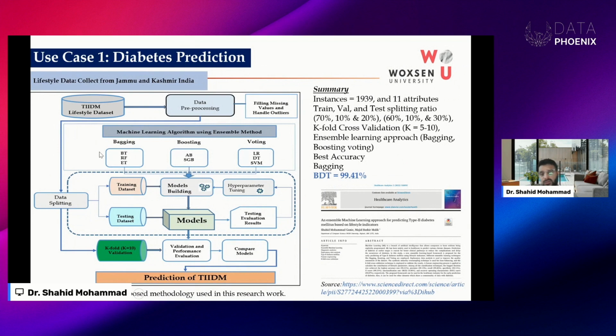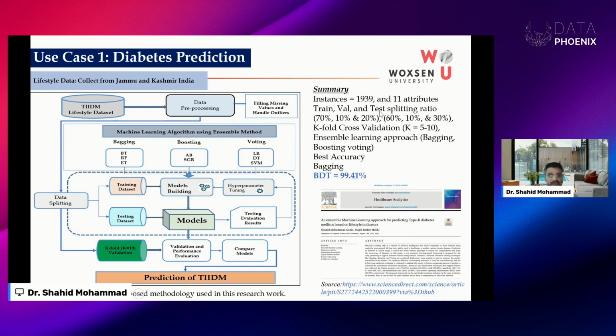Followed by that, we split our data first into training and testing, followed by validation as well, where we trained all these algorithms one by one, and then did some hyperparameter tuning as well. Based on training and validation, we provided test data and tested all the models, evaluated the results, computed the performance evaluation of each and every algorithm, and compared all the models. We came up with the prediction of type 2 diabetes mellitus with the best algorithm out of all the ensemble learning techniques.